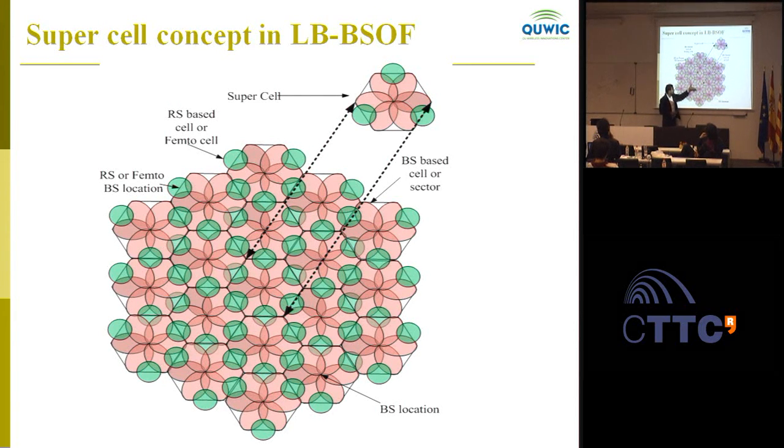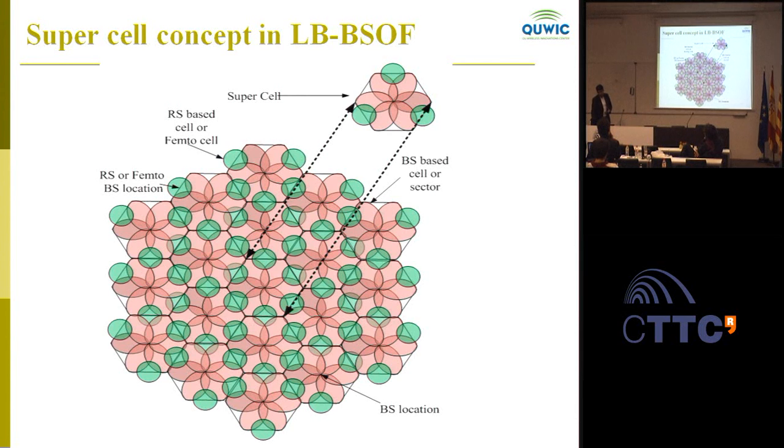Of course, if you increase the size of your supercell, you are going closer to optimal. But the solution we are presenting here can have as small a supercell as 1 base station with 3 of its sectors and few of its relay stations if it has relay stations. So this would be a supercell.